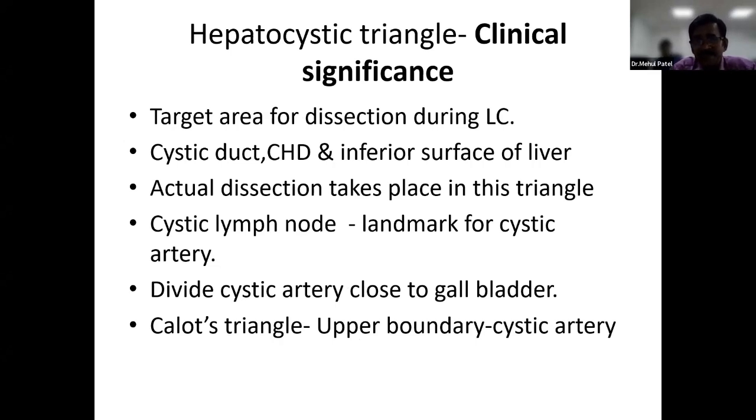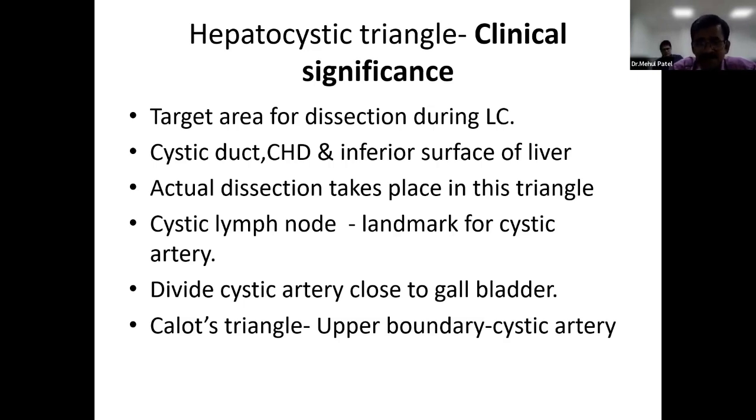This hepatocystic triangle is bounded above by the inferior surface of liver, below by cystic duct, and medially by the common hepatic duct. And this is the area where our dissection starts for lap cholecystectomy. And in this triangle lies a cystic lymph node, which is an important landmark for cystic artery. And this cystic artery is usually deep to this lymph node and divides close to the gallbladder.